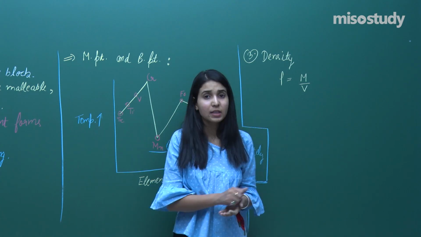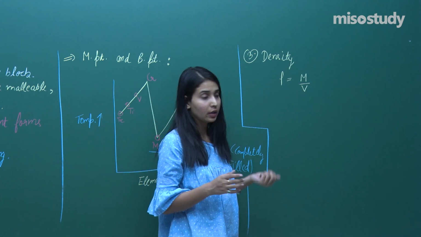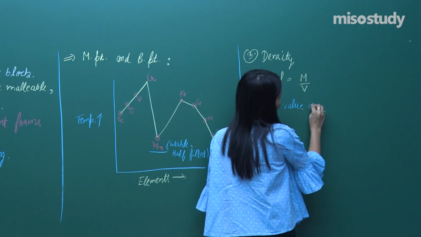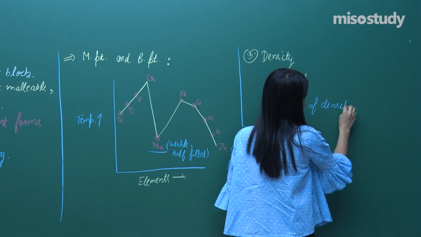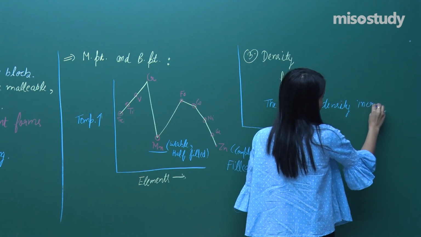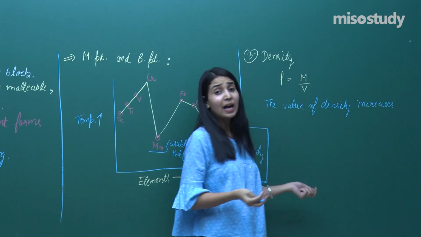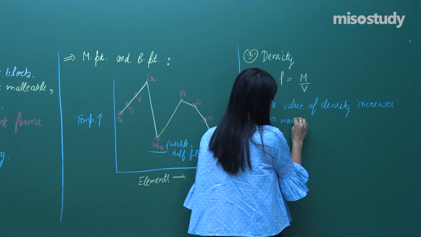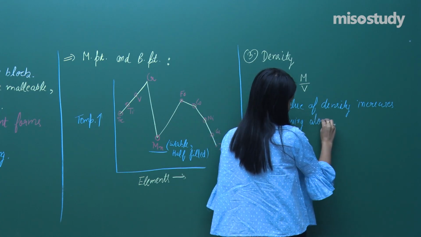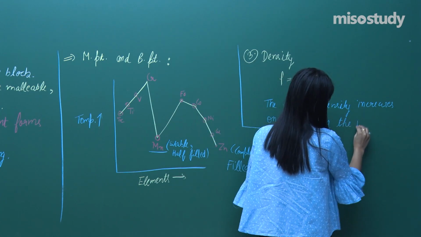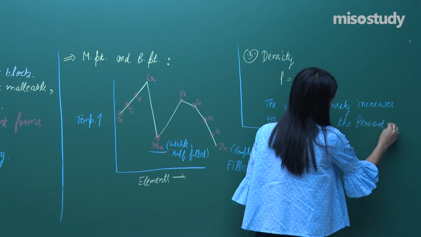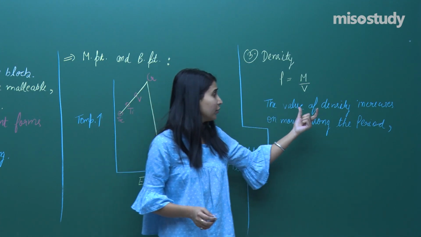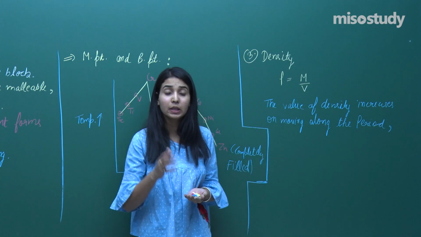So if I have to write down the density trend, I'll say the value of density increases on moving along a period. Why is it increasing?